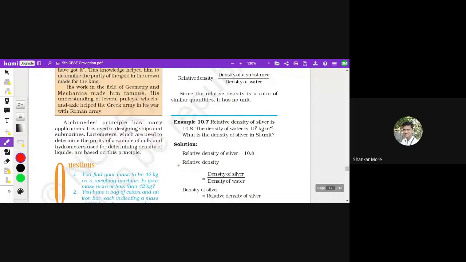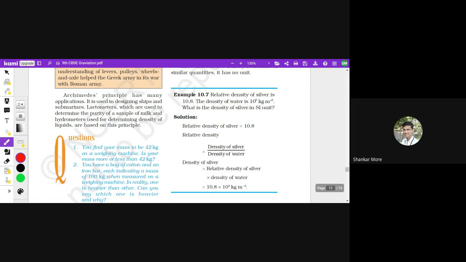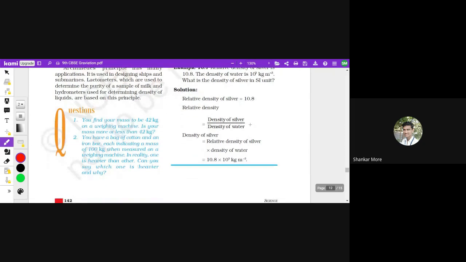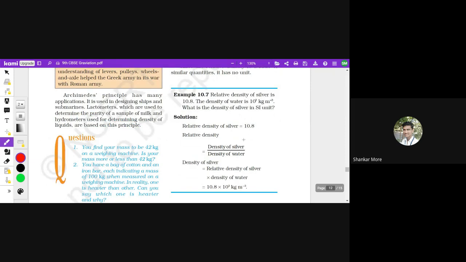Lekin question kya aa sakta hai ki find out the density of silver. Relative density of silver is 10.8. The density of water is 10 to the power 3 kg per meter cube. What is the density of silver in SI units? So relative density hame yahan pe di hai. Already the relative density of silver yahan pe di hai, that is 10.8. Density of silver hame nahi pata hai.